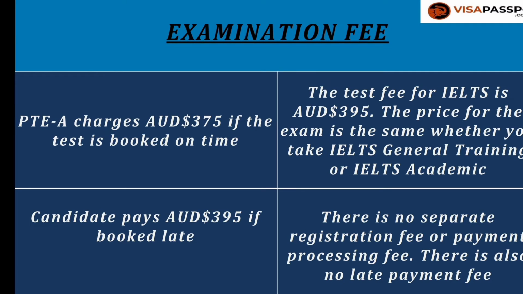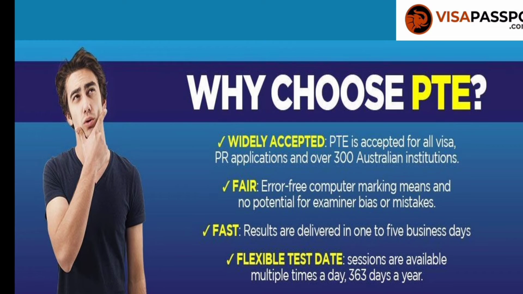So why choose PTE now? First of all, it is widely accepted. PTE is accepted for all visa PR applications and over 300 Australian institutions. The second point is, it is quite fair because there are no errors. Error-free computer marking means no potential for examiner bias or mistakes. The third point is, it is pretty fast. Results are delivered in 1 to 5 business days. The last point is, it is quite flexible because flexible test dates are provided to all candidates. The sessions are available multiple times a day. That means 363 days a year.